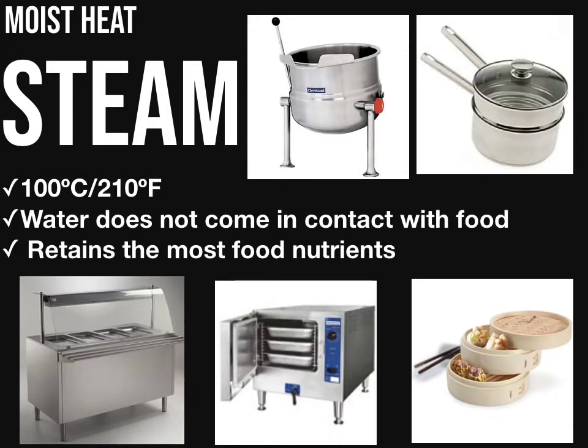Up above the bamboo steamer, that's a double steamer there. Most people have one in the back of their cupboard at home. It looks like a pot with holes in the bottom, and you just put it on top of a regular pot and steam. It's my favorite way to do vegetables. And next to it here, we've got a kettle steamer. And this is a really great tool for commercial industrial use.